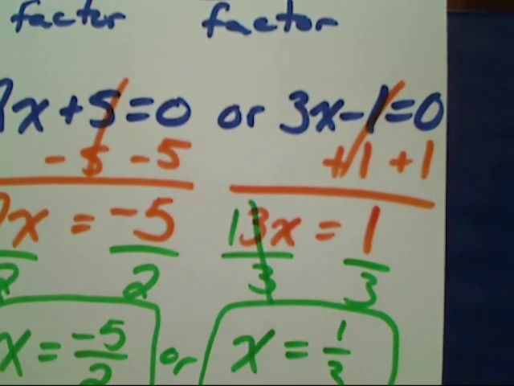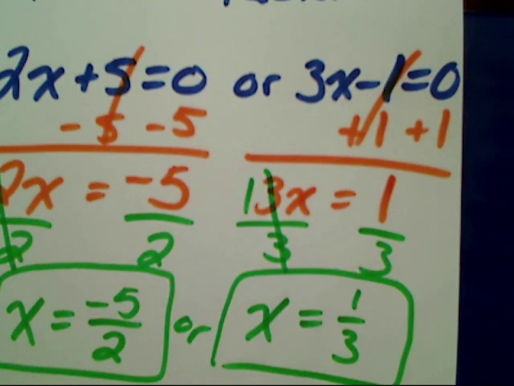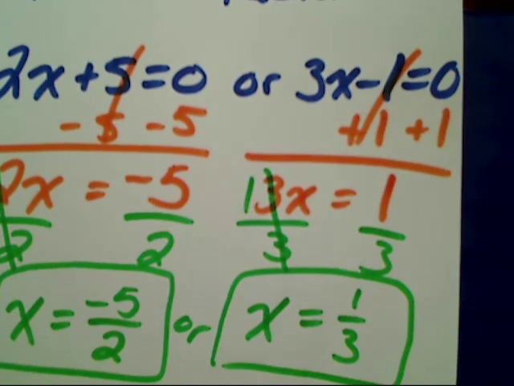So our two solutions: x is equal to -5/2 or x is equal to 1/3. Once again, you can plug those back in to your original problem and show yourself how the left side equals the right side, and that's what makes it a solution. It keeps a balanced or a true statement in our original problem.